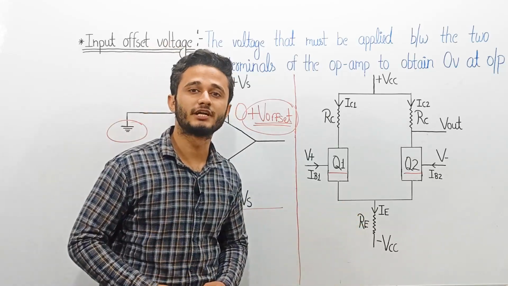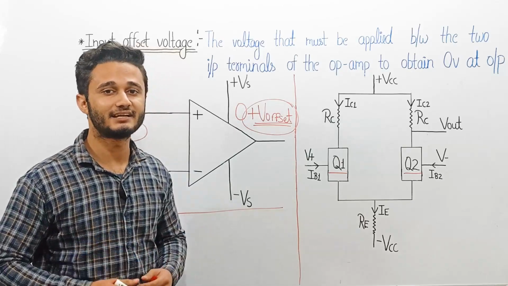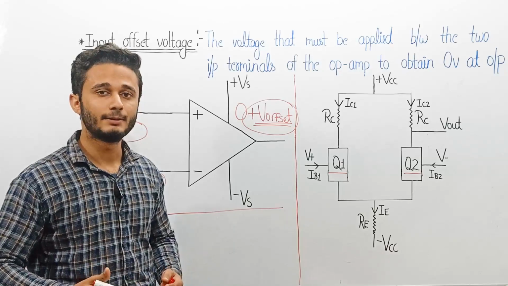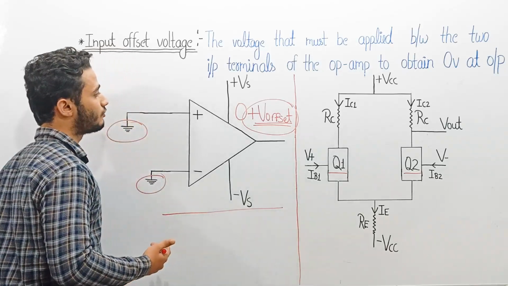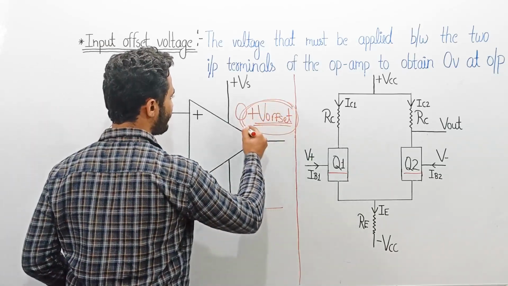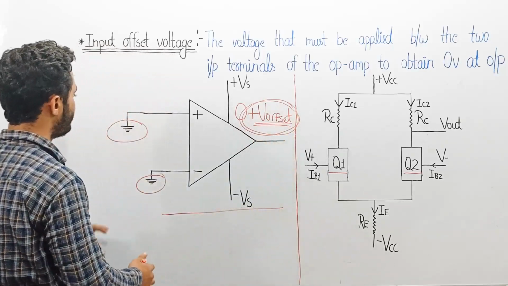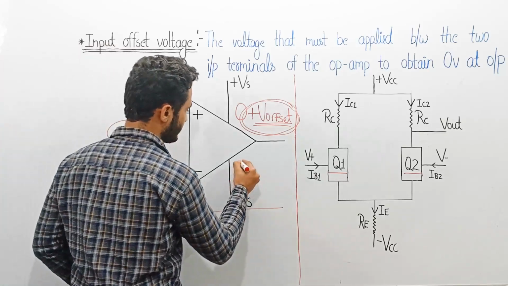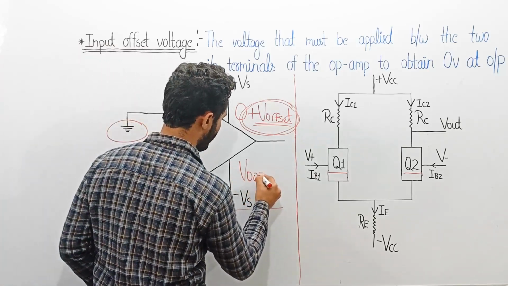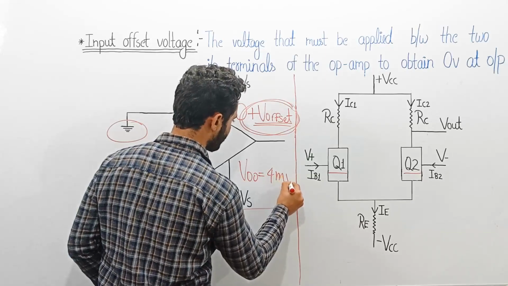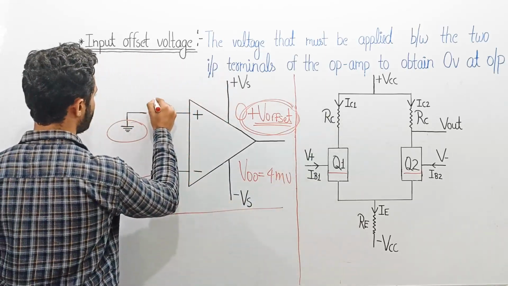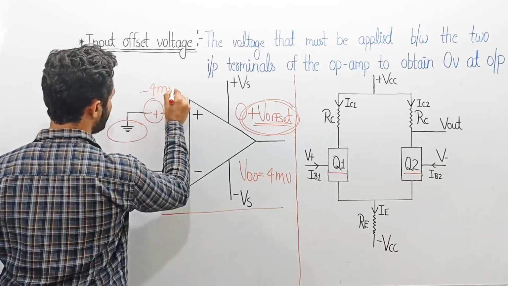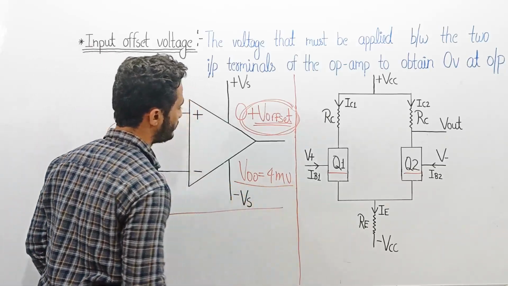We do not want this offset voltage because it creates error in the output. So, how can we remove it? We can remove it by applying an equal amount of voltage as that of offset voltage with opposite polarity between the two input terminals of the op-amp. Suppose the output offset voltage of the op-amp is 4 millivolt, then we must apply minus 4 millivolt to nullify this output offset voltage.